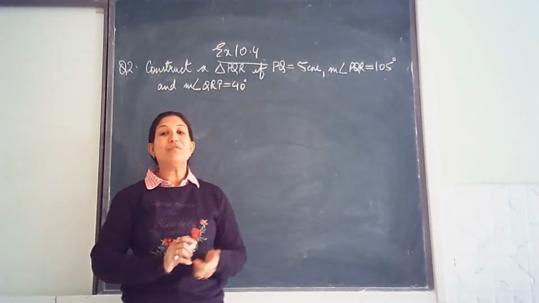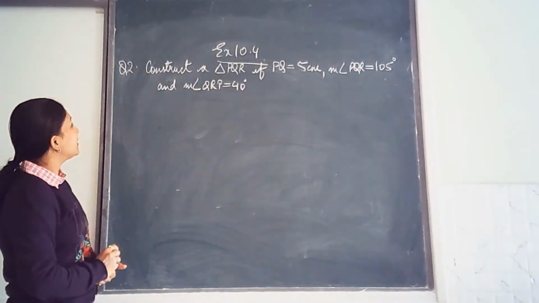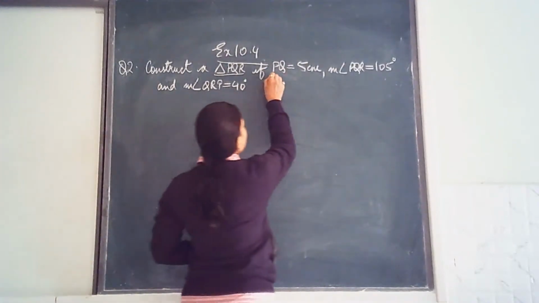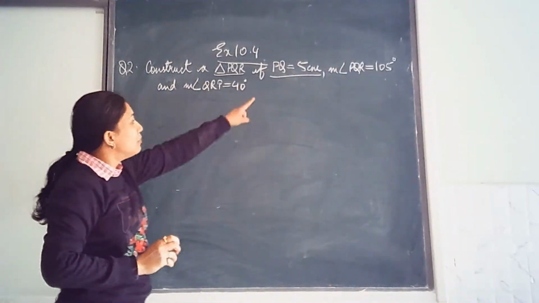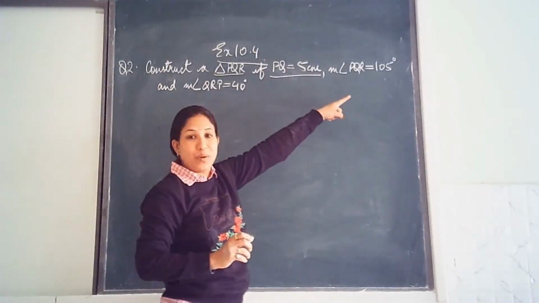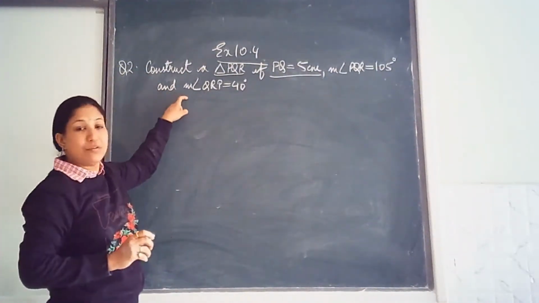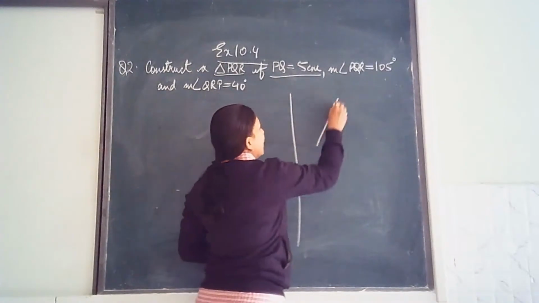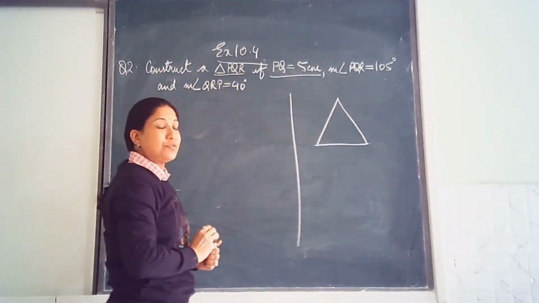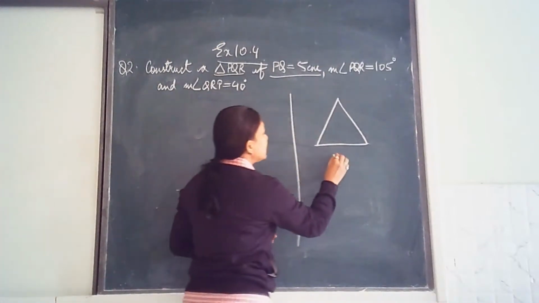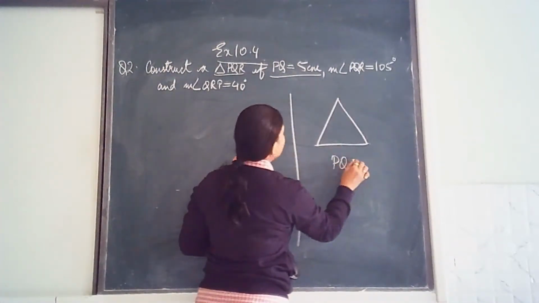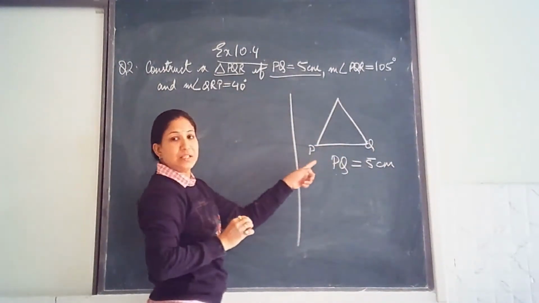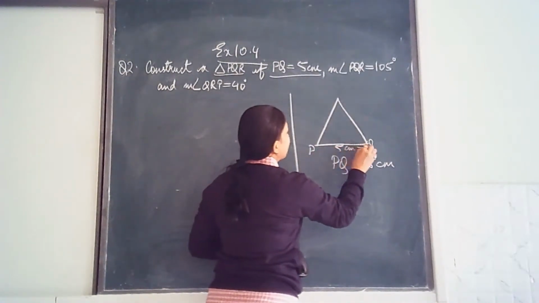This question is one of those kind. See, the question is: construct a triangle PQR, if line segment PQ is 5 cm, measurement of angle PQR is 105, and measurement of angle QRP is 40 degrees. So let us see what is given. It is asked to construct a triangle PQR. So now we will see whatever information is given first. It is given PQ is 5 centimeters. So if I take the base of the triangle as PQ, this will become 5 centimeters.